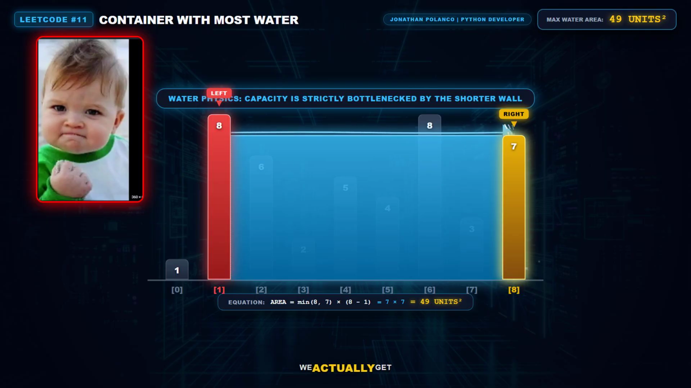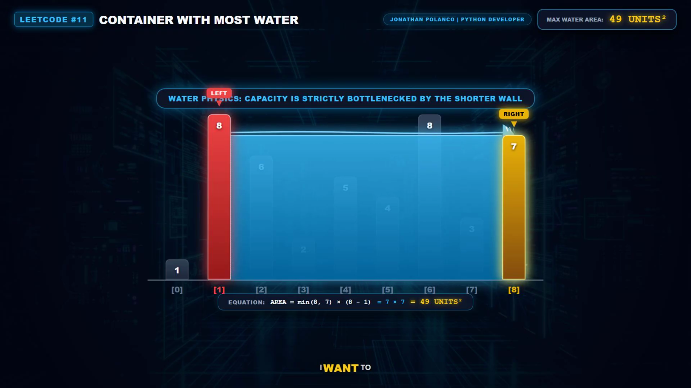But before we actually get into the code, one thing I want to go over with you guys is the bottleneck to this question. So when you sit down and really think about it, you have to remember that the bottleneck is always going to be the shorter wall.